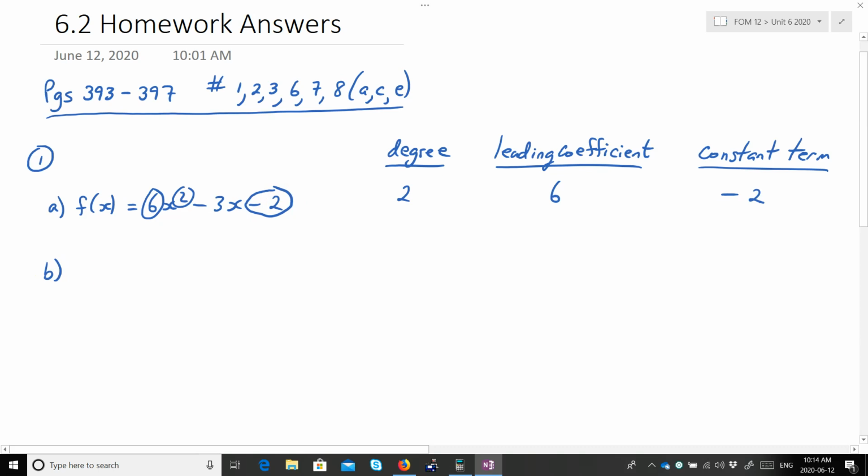All right, letter B. We have g of x is equal to negative 2/3 x plus 10. The degree is the highest power of x, that is x to the 1. The leading coefficient is the negative 2/3, and the constant term is the positive 10.